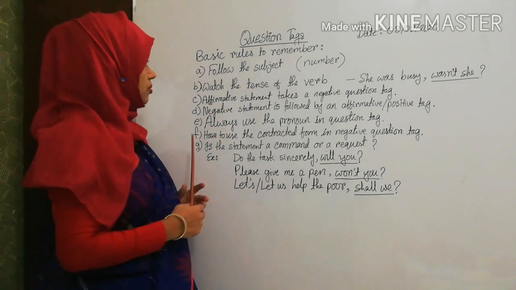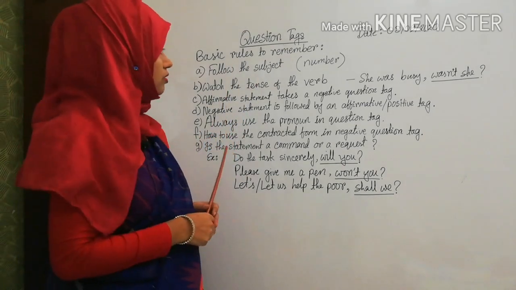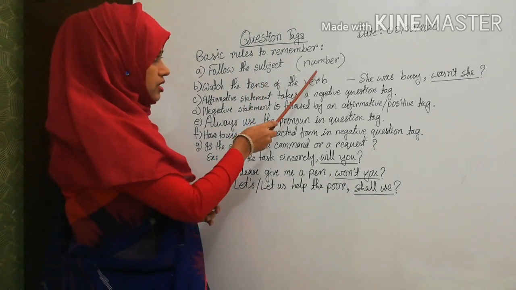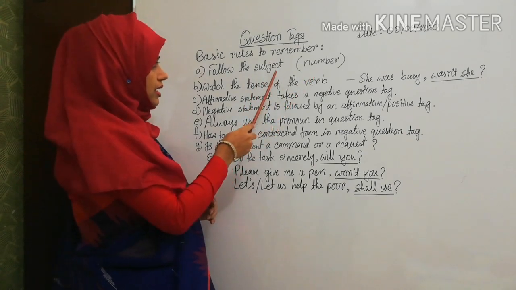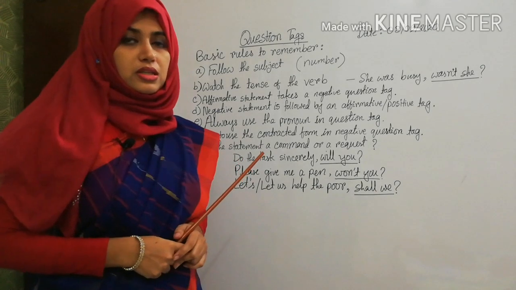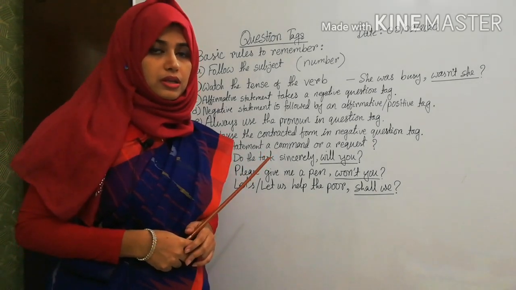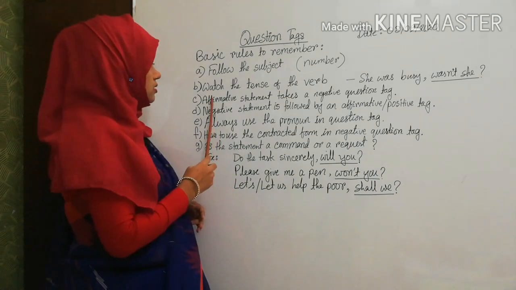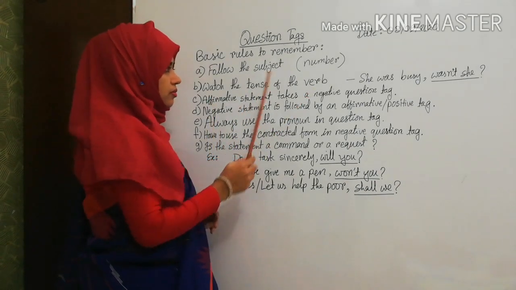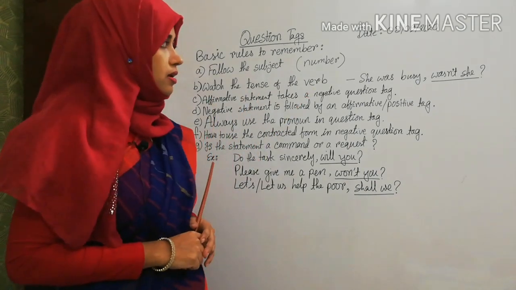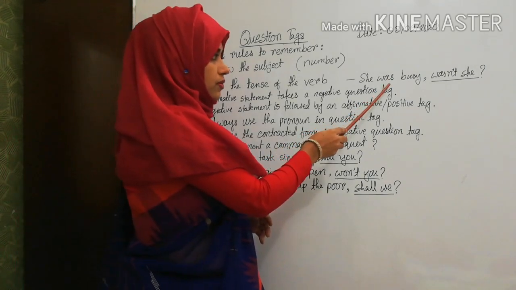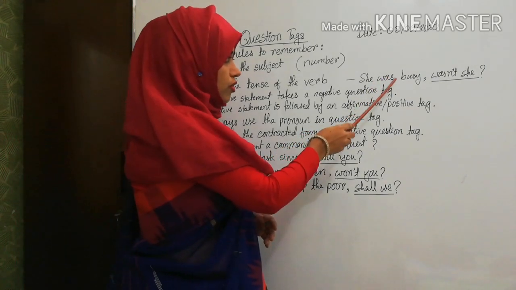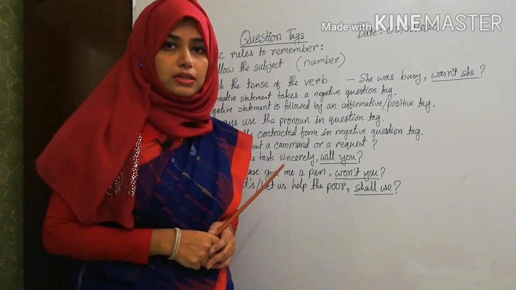Basic rules to remember. The first one is follow the subject. I have written number in bracket. That means the subject, is it singular or plural in number? You have to follow that. And next is watch the tense of the verb. Very important. You have to follow the verb, the tense, the form of the verb in the sentence.